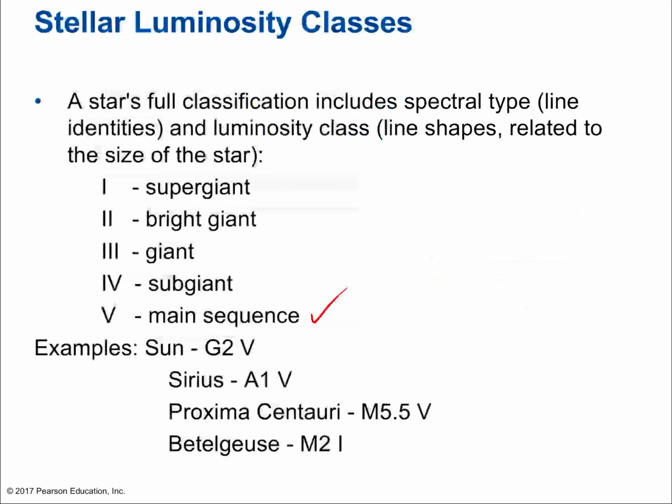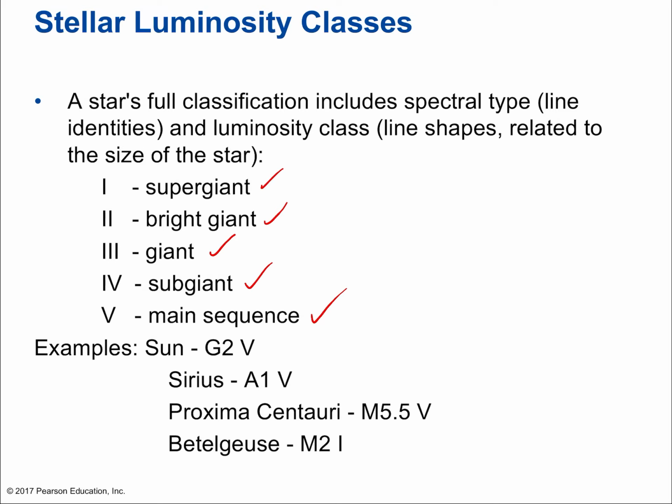So the main sequence are type 5. Everything that's not are supergiants, bright giants, giants, and subgiants. Notice that the white dwarf isn't even here, because white dwarfs aren't actually considered stars, so they don't have a luminosity class. They're on the HR diagram, and they're important. We're going to talk about them from time to time, but they don't have a luminosity class. All right, so take that for what it is.